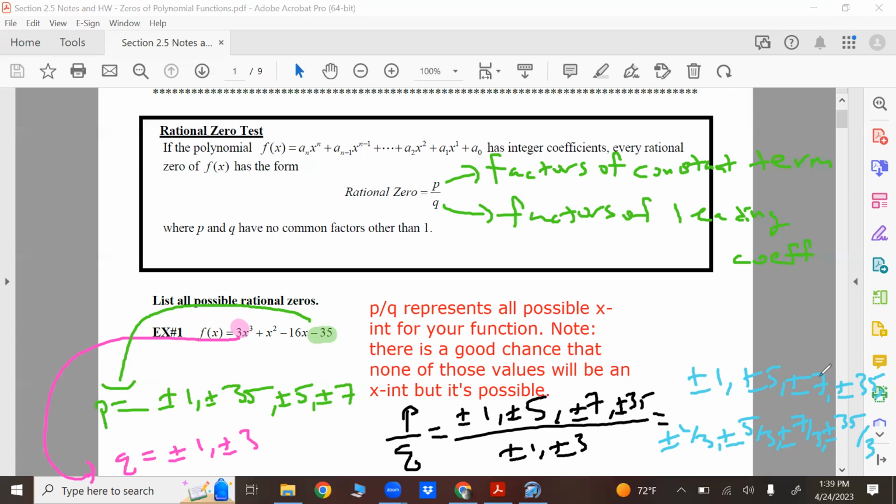Now, back in the day, before Desmos, when I first started teaching about 17, 18 years ago, I would ask my students to do synthetic division with each of these numbers until they found one that got a remainder of 0. I'm not going to do that to you guys because now we're in 2023. We have the technology.